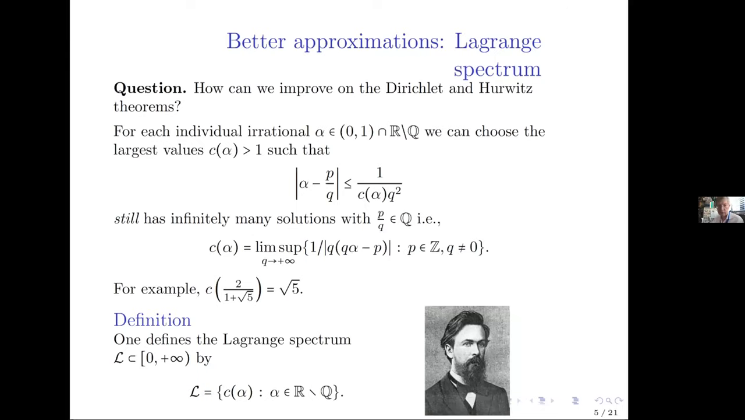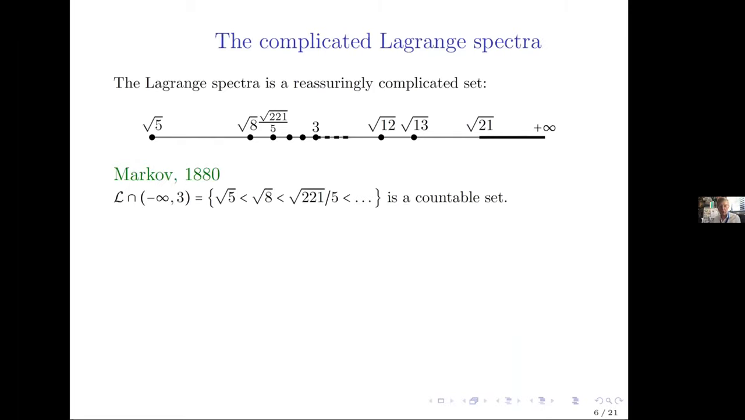What can we say about it? Well, the thing we can say is that it's kind of complicated. So we already spotted that root 5 was in there because that corresponded to alpha for the golden mean. But there are other values, other special algebraic numbers with the property that they give you very specific values for C of alpha. So for example, you get root 5, you get root 8, root 221 over 5. And in fact, it's a countable sequence of these points that can occur in the definition of the Lagrange spectrum. And this countable family occurs below the value 3.